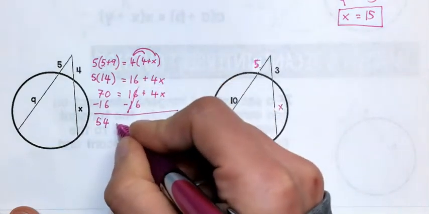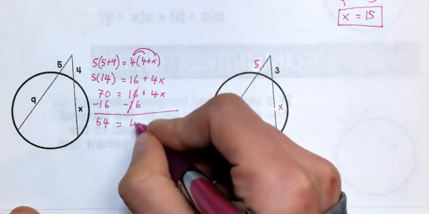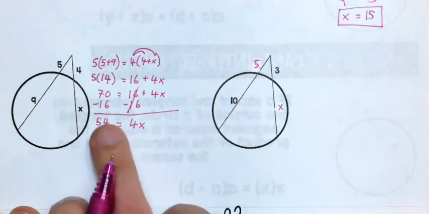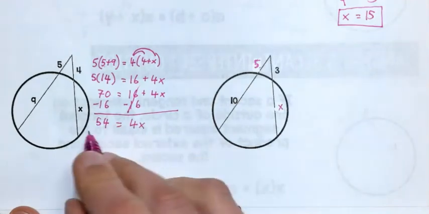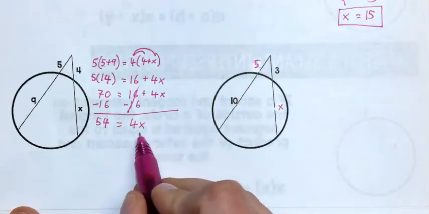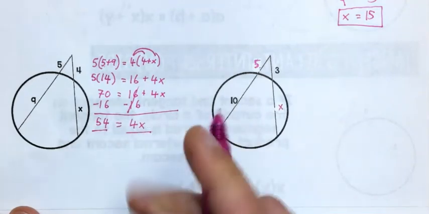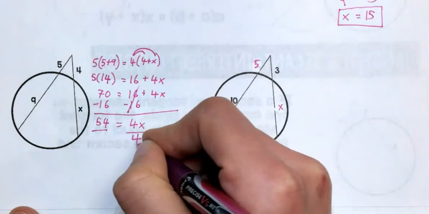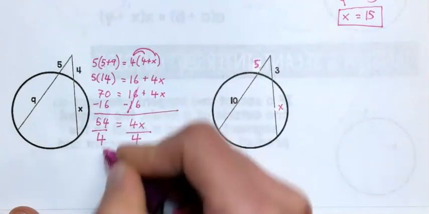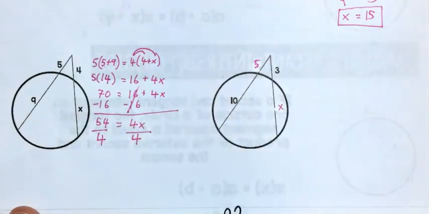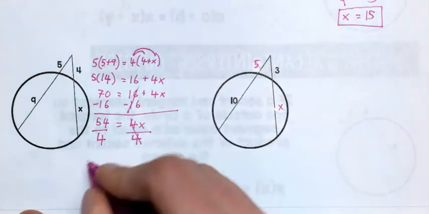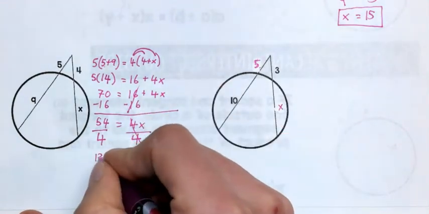And 54 is equal to, I have that 4x. Now I have 4 times x equals 54. To get the x by itself, this is being multiplied by 4, so I have to do the opposite, which is divide by 4 on both sides. And 54 divided by 4, that gives me 13.5.